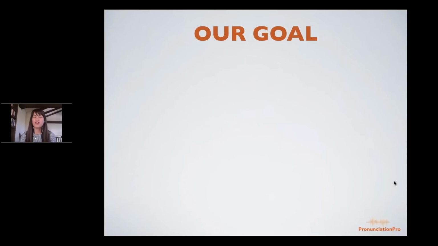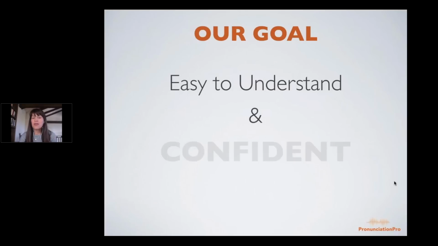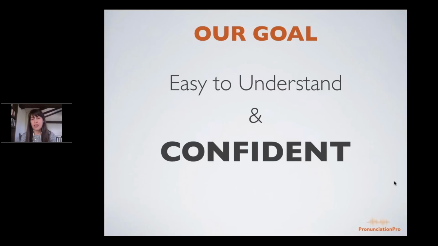All right, so let's talk about our goal here for our English development. Really, what's the goal here? The goal is for us to practice our English so you are easy to understand, and that you are confident in the English language. Those are the first steps, the first wins we want to see in your spoken English. We want to make sure that you're easy to understand and that you feel confident in your spoken English, because you know that people will understand you.